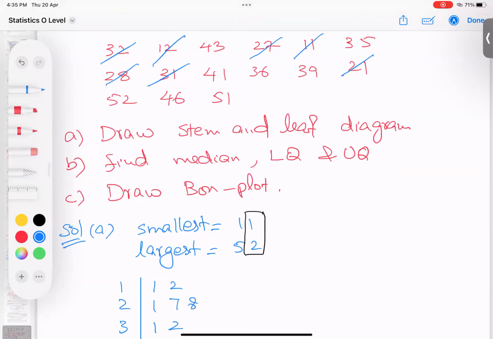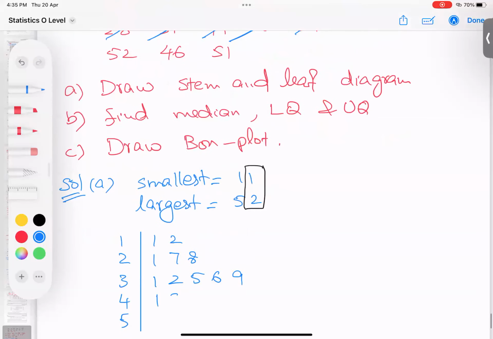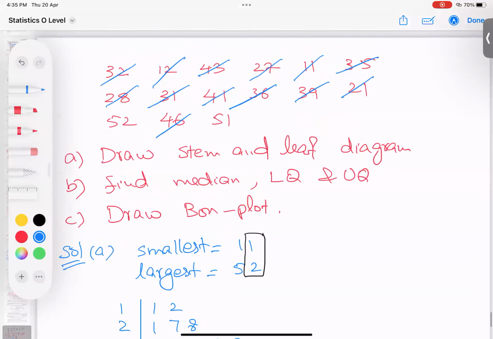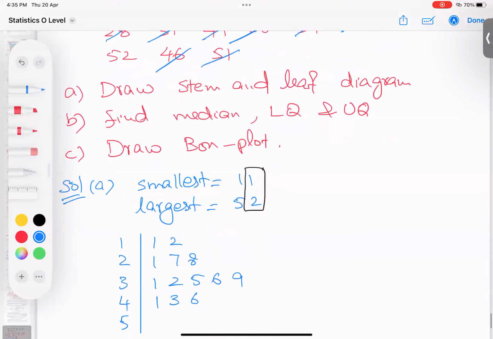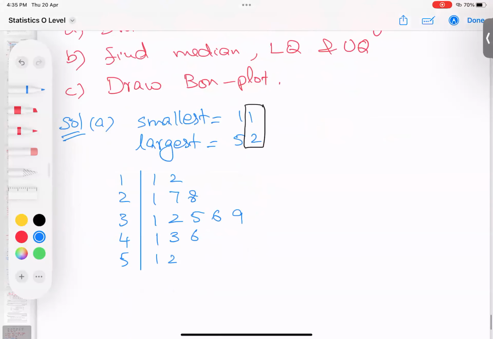So 2 I'm writing. Then 35 is also there, and 36, and 39 is still there. So 39. I believe you understand what is going on. After this, let's talk about the 40s. 41, 43. Then 46. Let's see if any 40s are left behind. Nothing. 50, 51, 52. You got the idea clear.